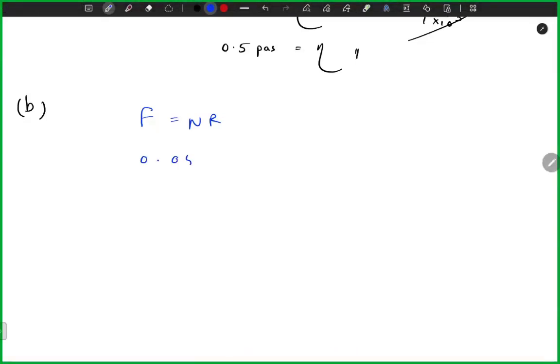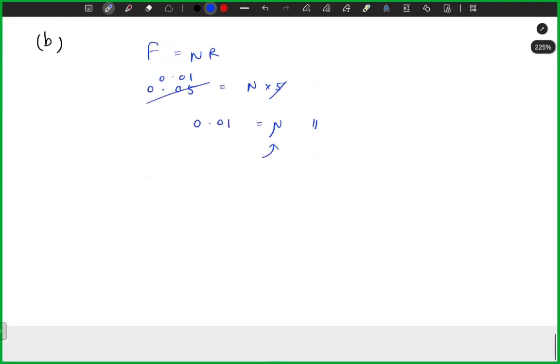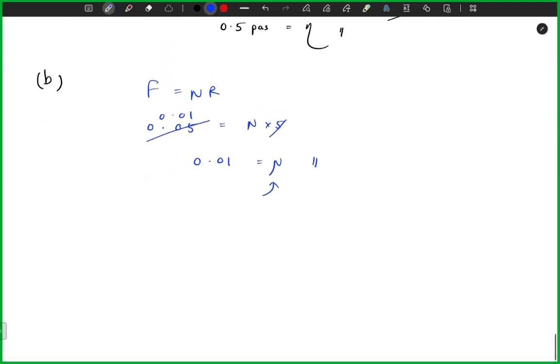0.05. What's mu? That's what we're going to find out. What's the reaction? 5. Very simple question. So you get 0.01. 0.01 becomes equal to mu. Actually, this F is the dynamic friction. Therefore, this mu that we have found out is the dynamic frictional coefficient. Coefficient of dynamic friction. Right? And now, okay, Part C.